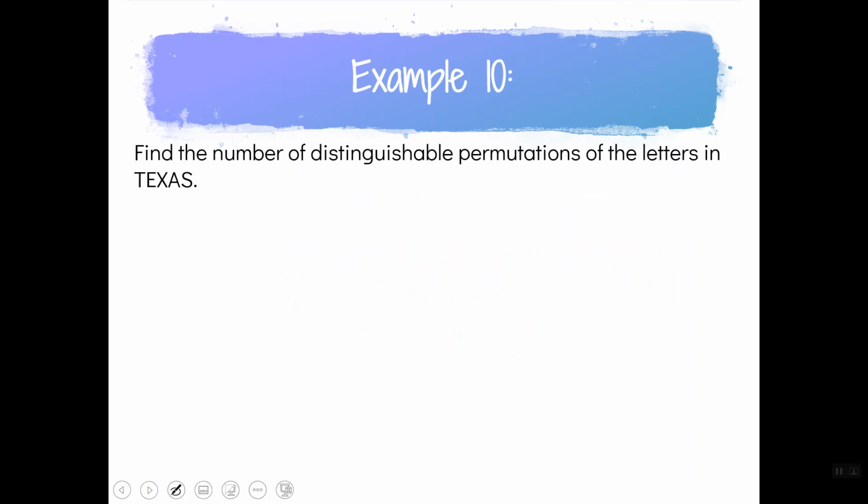Example 10. So in examples 10 and 11, when they talk about distinguishable permutations of the letters in different words, they kind of want you to think about it like magnetic letters that you might see on a refrigerator. If I swap 2 A magnets, one for the other, you're not really going to be able to tell because it's still an A magnet. Distinguishable means noticeable or different. So how many different ways can I arrange these 5 letters? Well, 5P5 or 5 factorial, which is 120.